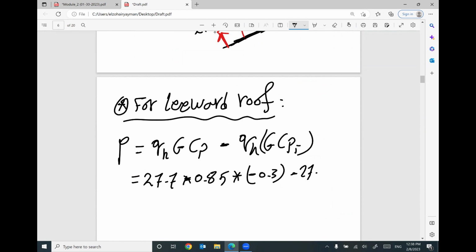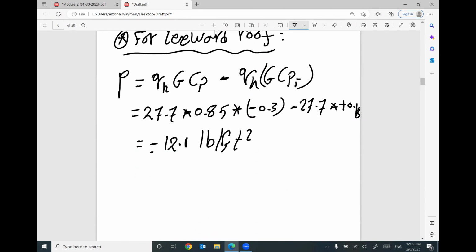Minus 27.7, I'm gonna use a positive value, which is 0.18. This one will give you the biggest value. So 27.7 times 0.85 times 0.3 plus 27.7 times 0.18. I got here 12.1 pounds per square feet. And this one is negative also, so it's a suction. So if you are talking about the second part of the roof, we will have this suction, which is constant, equal to 12.1 pounds per square feet.